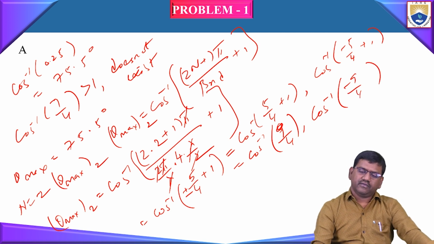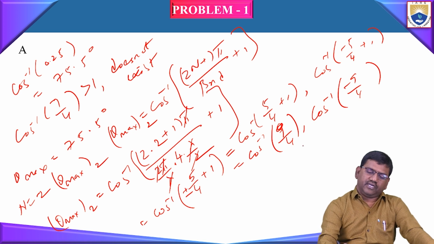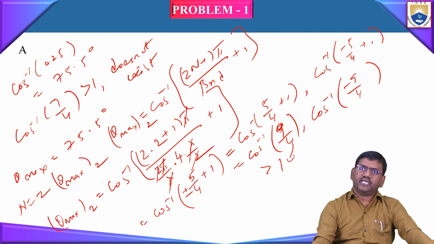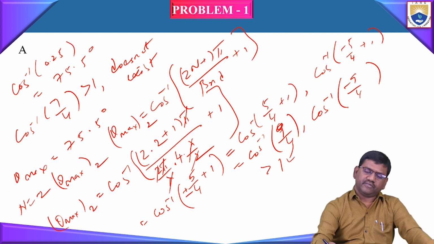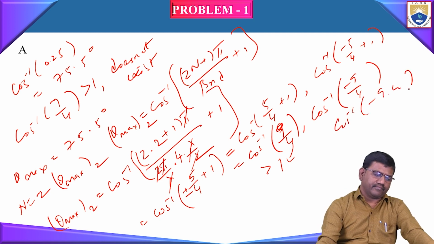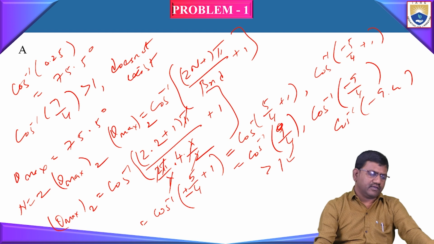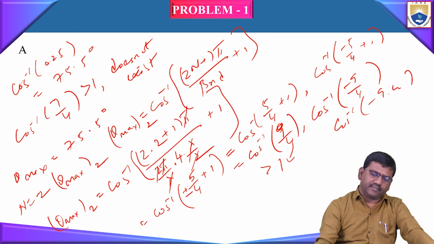So here, this will not exist. 9 by 4 means it is greater than 1, so this function will not exist here. 9 by 4 is approximately 2 point something. So we can derive this equation. Cos inverse of minus 9 by 4 here. So minus 5 by 4 plus 1, you will get minus 1 by 4 here.